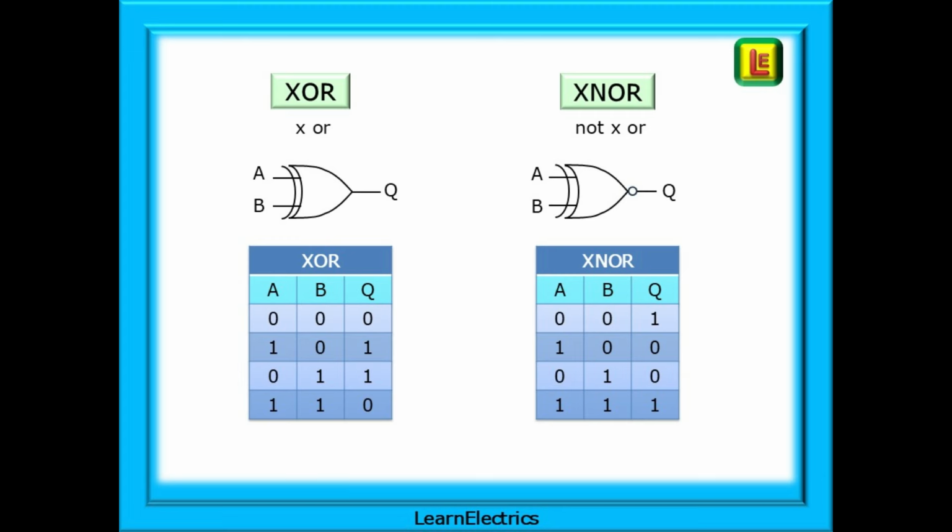And with the XNOR or exclusive NOT OR, the output is the opposite of the XOR. If one and only one input is at a 1, then the output is a 0. Take a look at the truth tables.